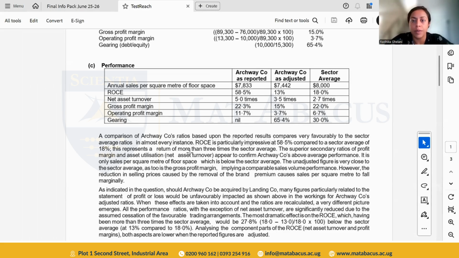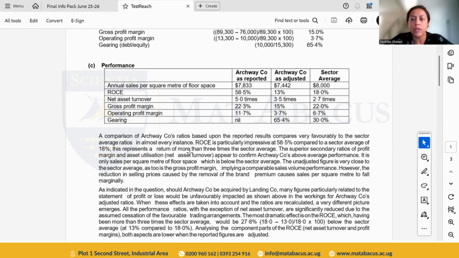And as you could see, they were very good in comparison to the sector average. Like I discussed, ROCE was almost double, net asset turnover is quite high, operating profit margin was high, and there was no gearing. They're saying that Archway's original ratios were very favorable compared to the sector averages. ROCE is particularly impressive at 58.5% compared to the sector average of 18%. And as we said, it's almost 3 times the sector average.